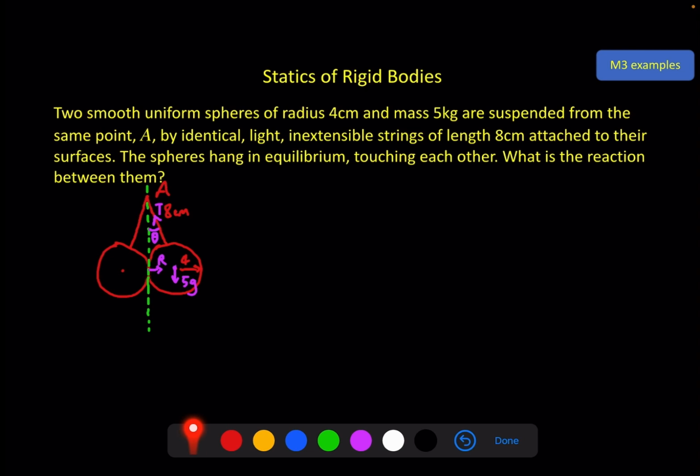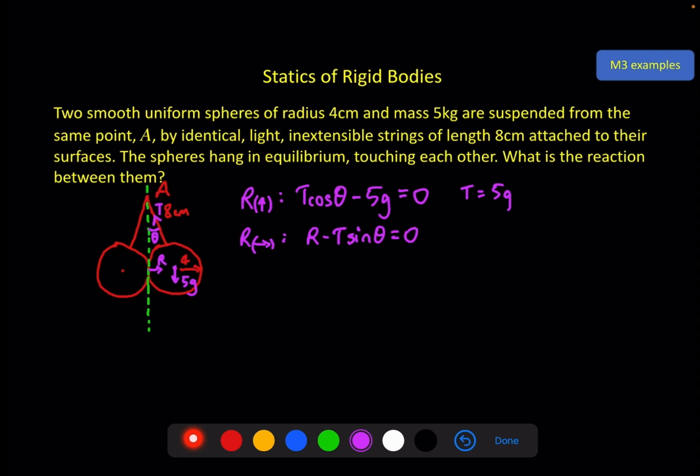So thinking about the other 3, we've already located the center of mass. We now need to resolve or take moments. And I think in this case just resolving will be enough. If we resolve vertically, we're going to have T cos theta minus 5g has to equal 0 if it's in equilibrium. And resolving horizontally to the right, we're going to have R minus T sine theta must equal 0. So we've got T is equal to 5g over cos theta, and R is equal to T sine theta.